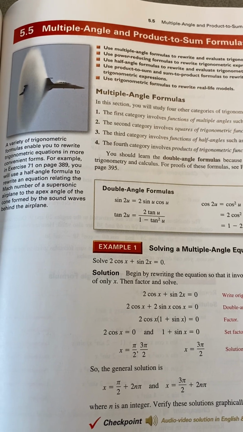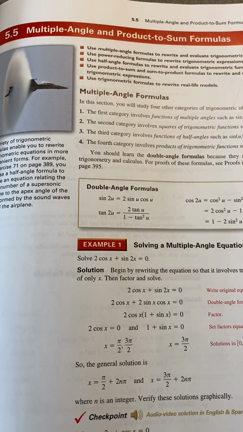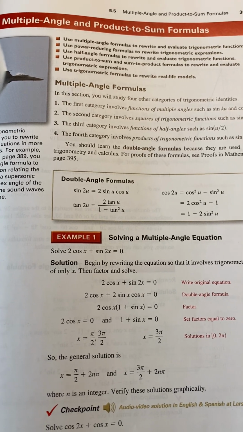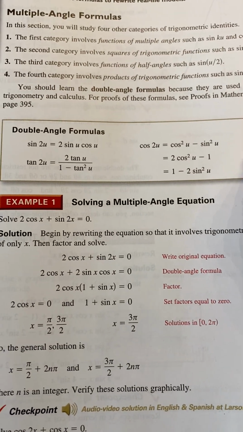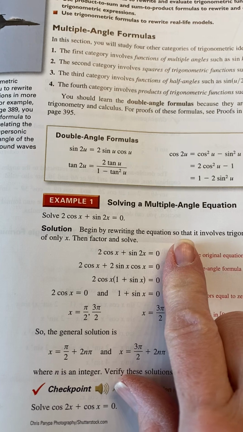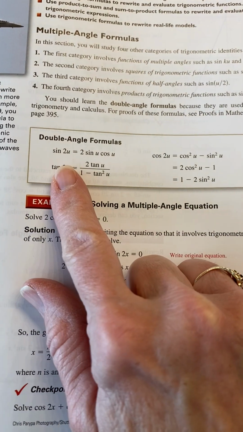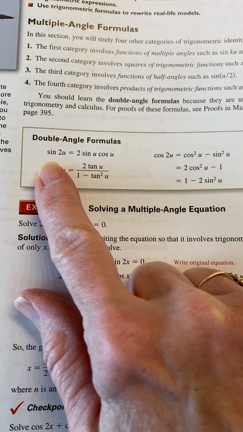Let's take a look at two examples from section 5.5. This is multiple angles and product to sum formulas. The only formulas that we're going to take a look at are these double angle formulas. And you don't have to worry about how they're derived, but we'll just take them and use them.